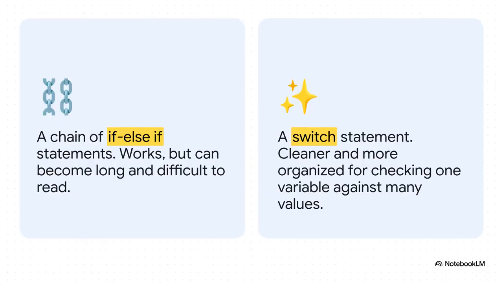Okay, but what happens when you have more than just two choices? You could totally chain a bunch of if-else-if statements together, but man, that can get really messy really fast. This is where the switch statement comes in. It's a much cleaner tool for when you're checking one variable against a whole list of possible values. It makes your code way easier to read because it just screams, hey, I'm picking one option out of many based on this single thing.